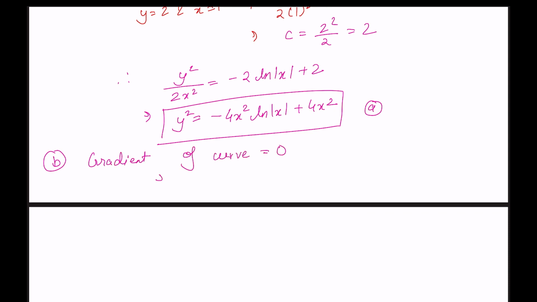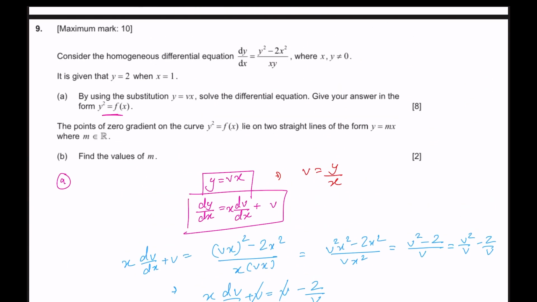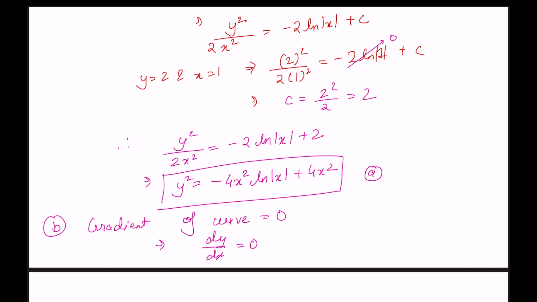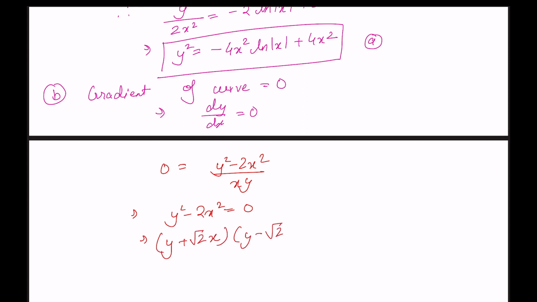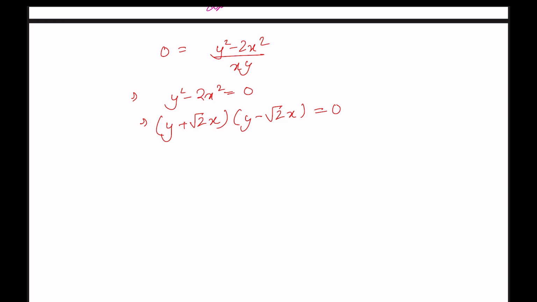Gradient equal to 0 is the same as dy by dx equals 0. So if in the initial differential equation I replace dy by dx with 0, I'll get something. After simplification, I'll get y square minus 2x square equals 0. So if I factorize the left hand side, I'll get y plus root 2x, y minus root 2x. So both of these can be equal to 0.